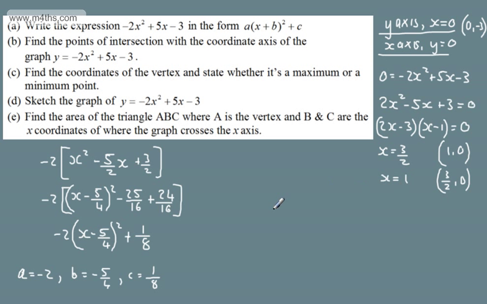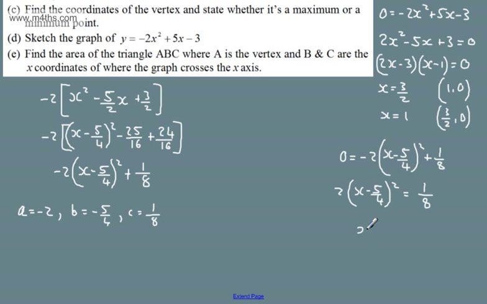Alternatively, if I hadn't spotted that, I can use this completed square form and set this equal to 0. So 0 is minus 2 multiplied by x minus 5 over 4 all squared plus 1/8. Now, if I add this expression to both sides, we will have 2 times x minus 5 over 4 all squared is equal to 1 over 8. I'm now going to divide both sides by 2, so we've got now the quantity x minus 5 over 4 all squared will be equal to 1 over 16. If I square root both sides, x minus 5 over 4 will be equal to plus or minus the square root of 1 over 16, which is 1 over 4.